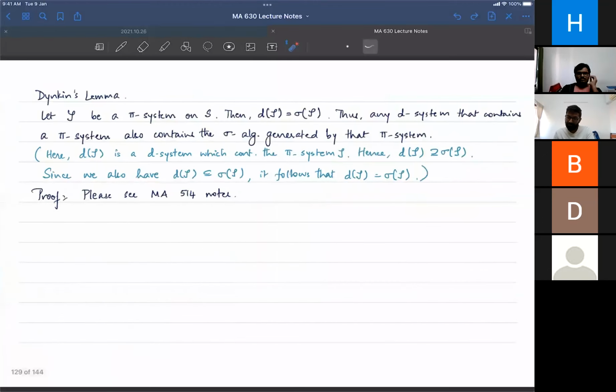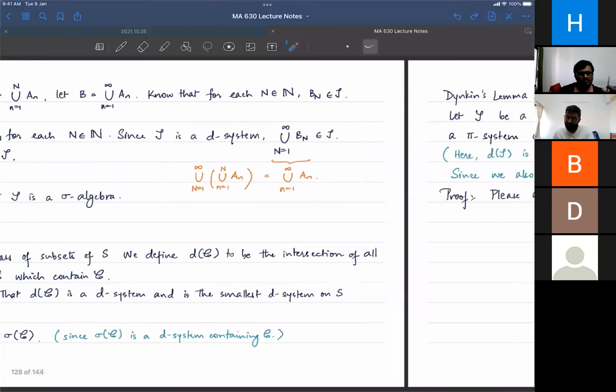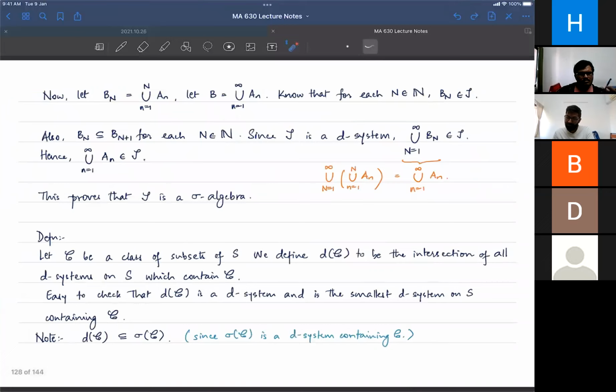All right, so now eventually I want to get to this thing called Dynkin's lemma. This thing I'm not going to prove. I'm saying here, please see the MA 514 notes. I'm happy to share the notes with you, but I don't want to go through this. I will end up spending a lot of time doing this, but I would prefer to just state it without proof and use the results. But before that, I need some definitions.